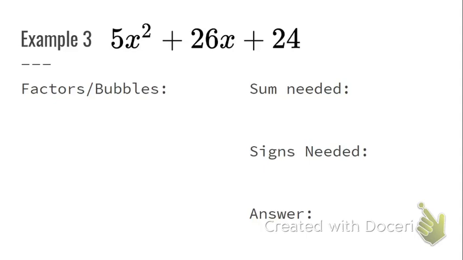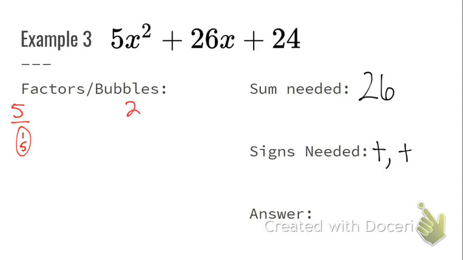All right, this time we are trying to find a sum of 26. This came from the middle here. Our signs again today are just going to be both positive. So we look at our factors of 5. Again, just 1 and 5.